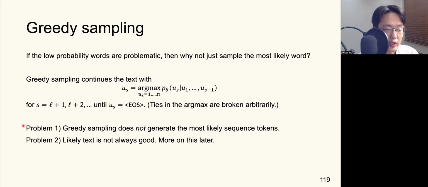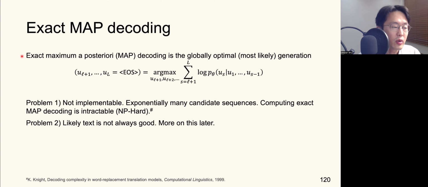I'll get back to this point in just a moment. Problem number two: the most likely text is not always the best kind of completion. I'll also come back to this point later. So to generate the most likely generation, instead of greedy, what you would have to do is call the exact MAP, exact maximum a posteriori decoding, and this would sample the globally optimal most likely generation.